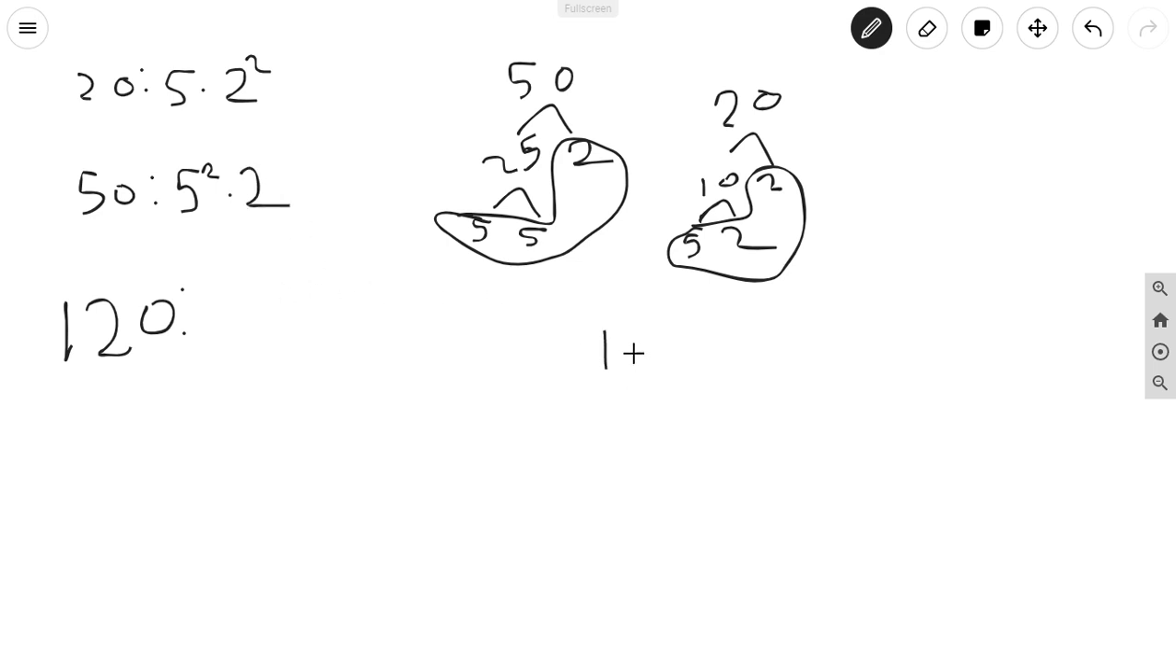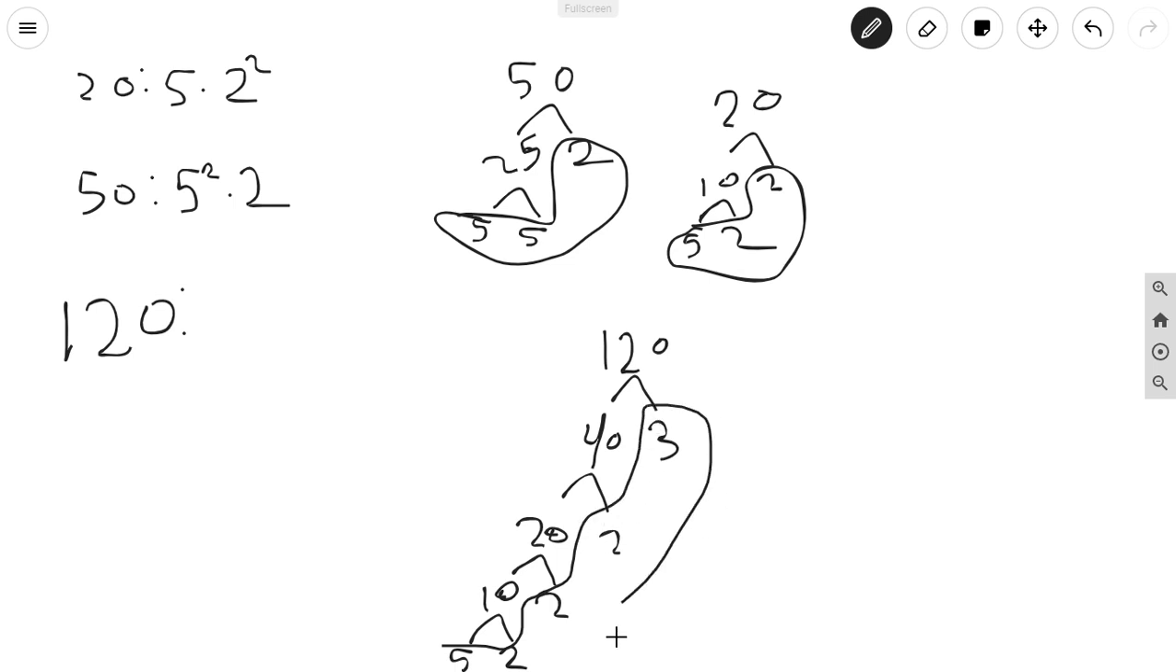Now I got 120, the big boy, right? So 120, I can do, let's say 40 and 3, right? 3 is prime, 40 not so much. Let's do 20 times 2. 2 is prime, 20 not so much. And then 10 times 2. And then we got 5 times 2, right? And these are my prime factors right here for 120.